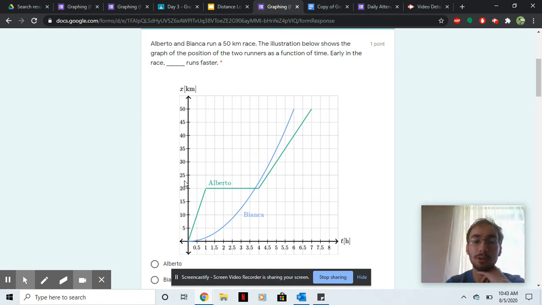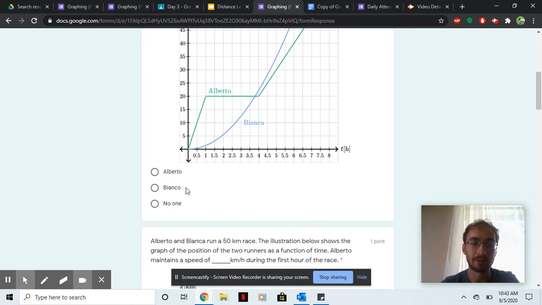Early in the race, who runs faster? Blank runs faster. So what I'm going to look at, we have Alberto and Bianca. Let's say within the first hour, it looks like Alberto went an astonishing 20 kilometers, whereas Bianca only went 2.5. So since Alberto's higher up early on in the race, we're going to say Alberto ran faster early on.